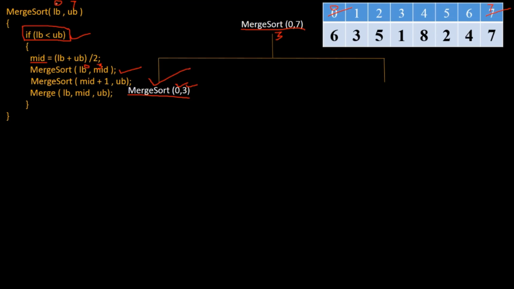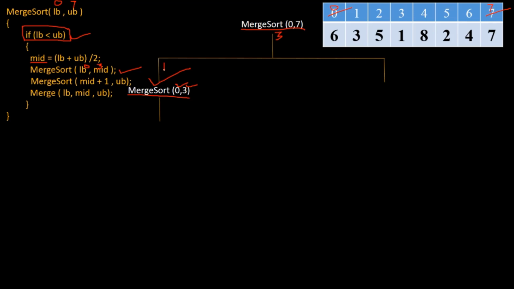When this call starts, what is the value of LB? LB value is 0, and what is the value of UB? UB value is 3. So again compare: 0 is less than 3, yes. Come inside, calculate the mid. What is the value of mid? 0 plus 3 divided by 2, how much? It is nothing but 1. So the mid value here is 1.